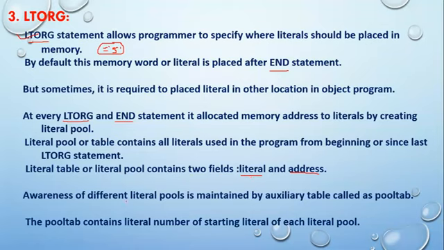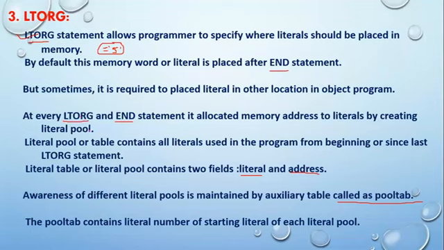Awareness of the different literal pools is maintained by an auxiliary table. That table is called the pool tab. That means we can use LTORG more than once, that is, we can consider more than one LTORG statement in the program. Corresponding to that number, literal pools or literal tables will be generated. If we use the LTORG statement two times, then two literal pools will be created. If we use it 3 times, 3 literal pools or 3 literal tables will be created, corresponding to the literals which are declared before that LTORG.